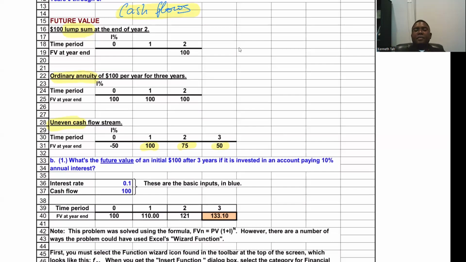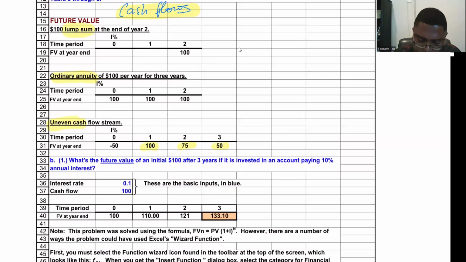So in this chapter, we are interested in calculating the present value and the future value of these different types of cash flow: the present value and future value of a lump sum, of an ordinary annuity, of an annuity due, of uneven cash flow.